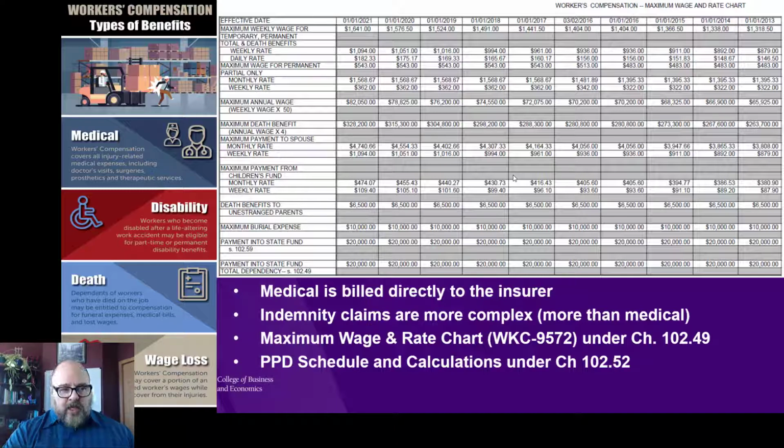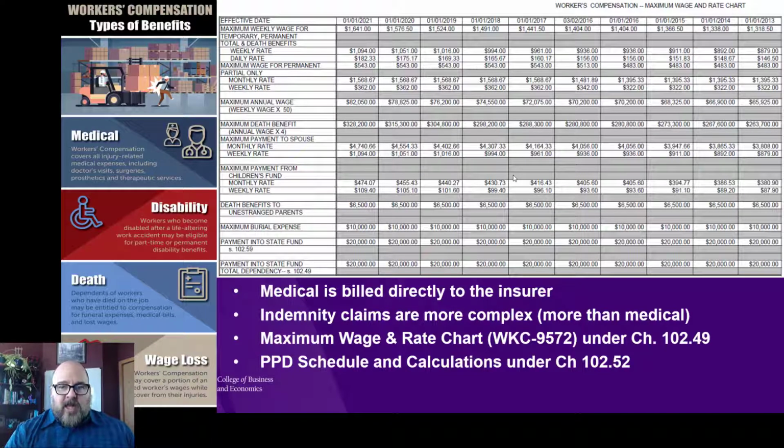If there's disability, that's where we get into the disability types, and we're going to talk about that in a moment. There's a few terms you need to be aware of, and that is permanent versus temporary and partial versus total. And you can look at how much someone would receive from disability if you look at the PPD schedule. It means permanent partial disability. And that's under Chapter 102.52. And you can look that up on the DWD website.